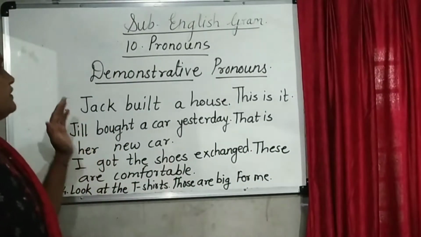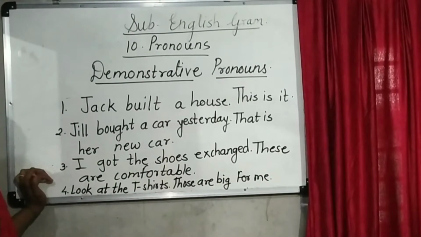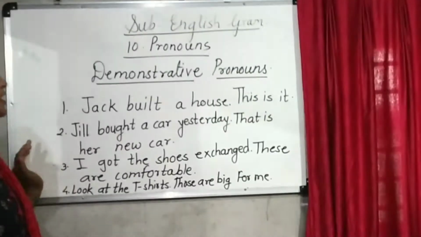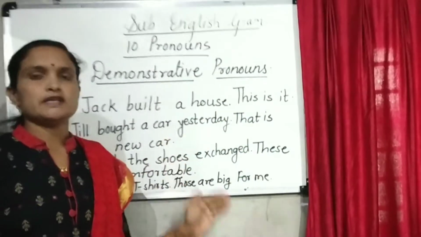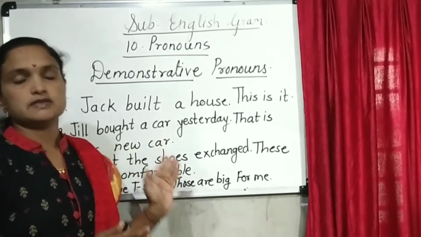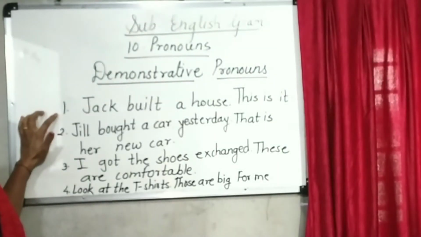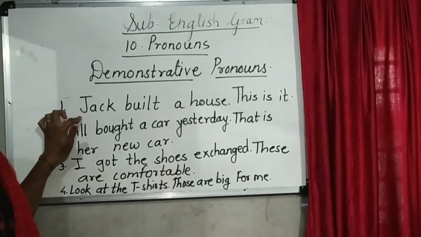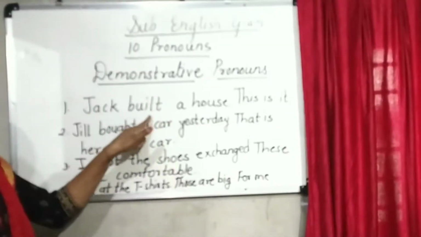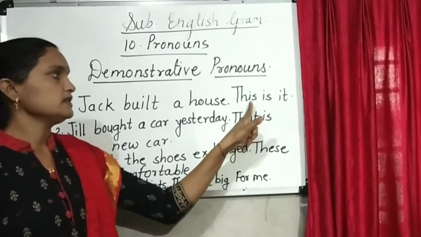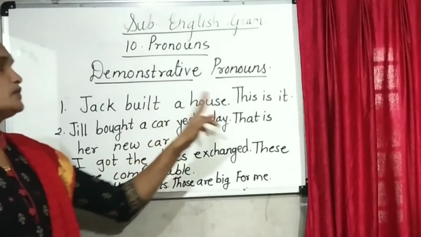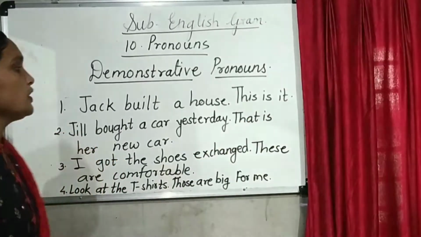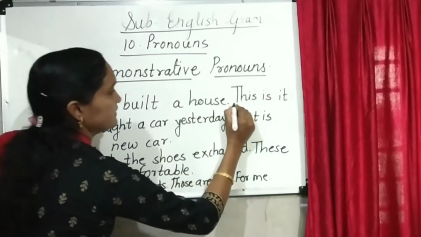So children, here are a few examples in front of you. What is meant by demonstrative pronouns? We are going to learn through these examples. Give attention here. What is the first example here? I am going to read. Jack built a house. This is it. So here I am going to underline this.